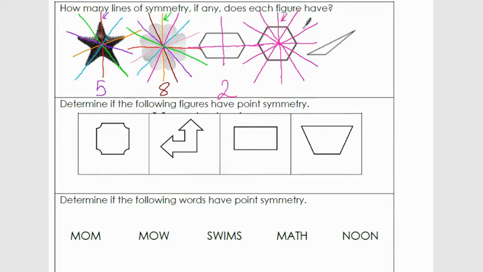So I have 1, 2, 3, 4, 5, 6, and I'm done. So it has 6 lines of symmetry, which is kind of cool because it was a hexagon and it has 6 lines of symmetry. If you think about it, each one just comes through the top and sides.